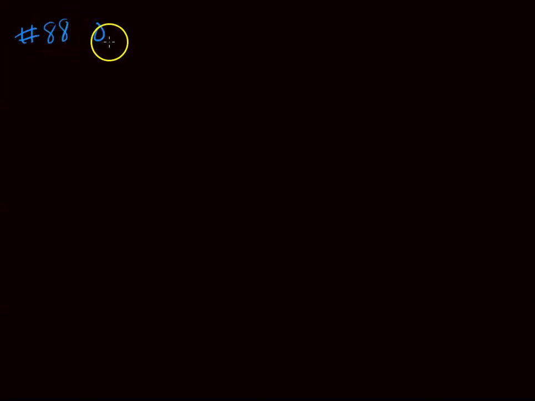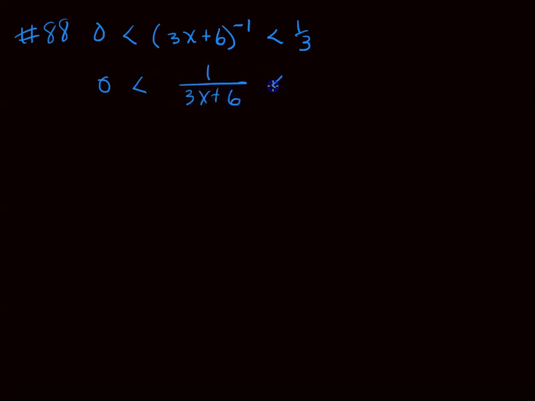Zero less than 3x plus 6 to the negative 1. Put that in parentheses. To the negative 1 is less than 1/3. Okay, let's see here. So the first thing I need to do is take care of this negative 1. It's really the reciprocal. 1 over 3x plus 6 is less than 1/3.